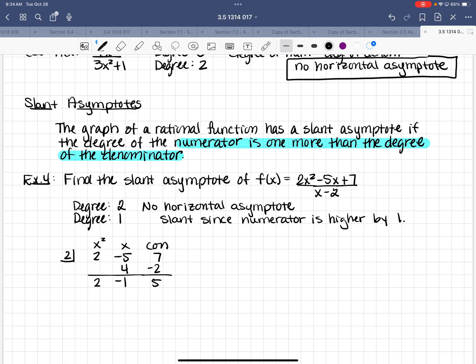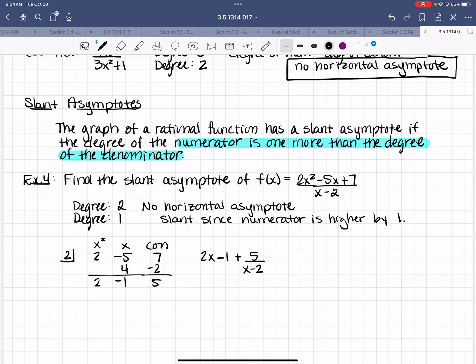Yes, you notice that we don't get 0 for a remainder. That's fine. We don't really care. That just means x minus 2 is not a factor of 2x squared minus 5x plus 7. That's not what we're checking for. Okay? You know that 5 is the remainder. So if you went to write this, you would write 2x minus 1 plus 5 over x minus 2, right? You've learned that when we divide, that's how we rewrite that.